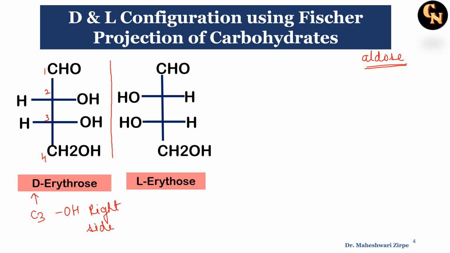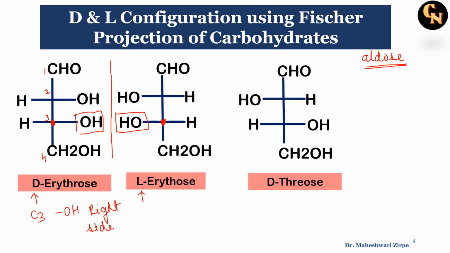But you don't have to consider the second carbon for labeling it as L or D configuration. We have to only see the second last carbon, this carbon. You have to check where the OH is. Here in the second last carbon, OH was on the right hand side, whereas here OH is on the left hand side. That's the reason why this is called the L configuration.